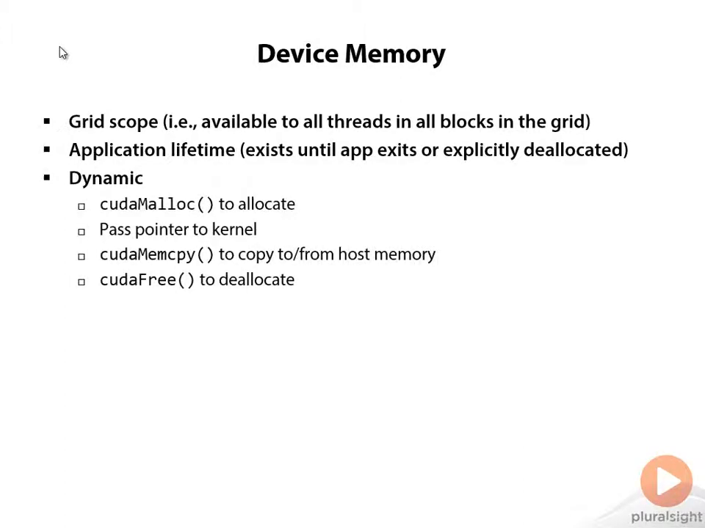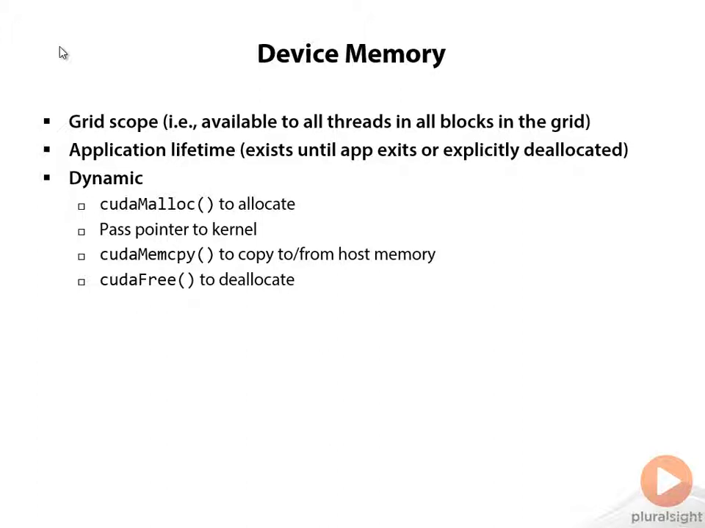Now, we've seen the dynamic mechanism of allocating memory. So essentially, you call CUDA-malloc to allocate a chunk of device memory, and you then pass the pointer to that memory to the kernel that you want to execute, and you use CUDA-memcpy to copy to and from host memory, and finally you use CUDA-free to deallocate.